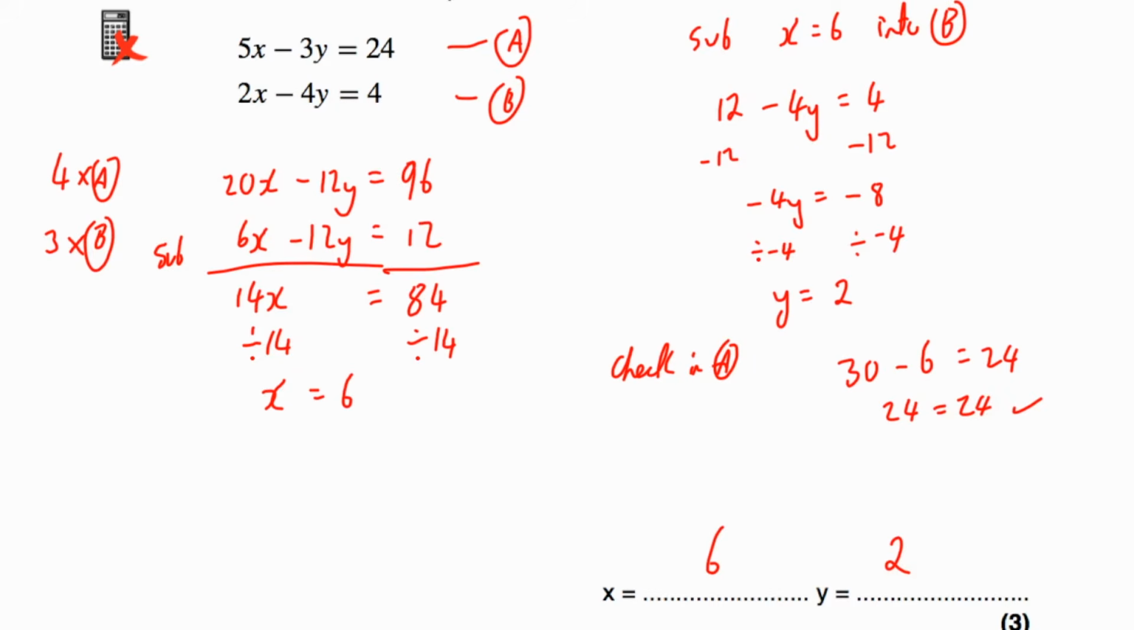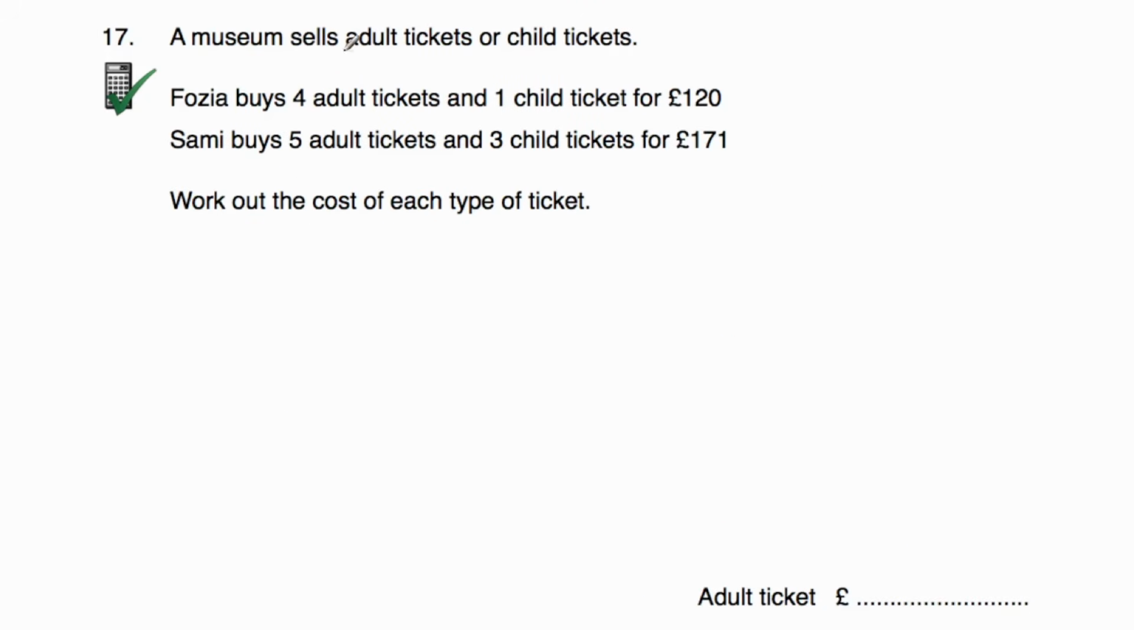So question number 17 said, a museum sells adult tickets or child tickets, and Forzia buys 4 adult tickets and 1 child ticket for £120, and Sammy buys 5 adult tickets and 3 child tickets for £171. Work out the cost of each type of ticket. So let's call an adult ticket x and a child ticket y. So that will give us our equations. Our equation for Forzia will be 4x plus y is equal to 120. And for Sammy, we're going to have 5x plus 3y is equal to 171.